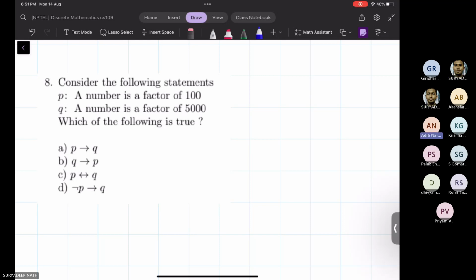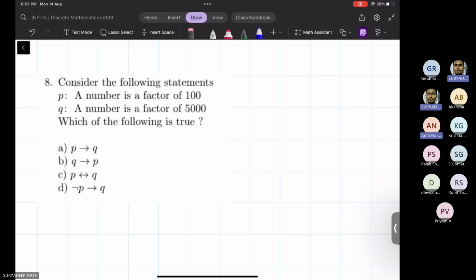Can you come again, Aditi? I think your voice is breaking a bit, at least on my end. If you don't mind, can you type it in the chat box if you are having a problem? I can't hear what you said. Option A is correct, I think option A is correct.